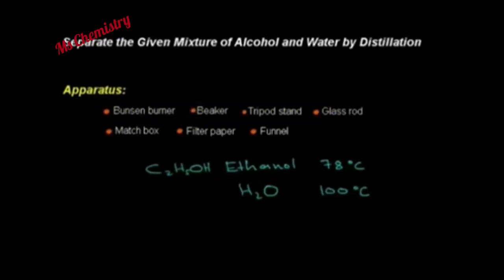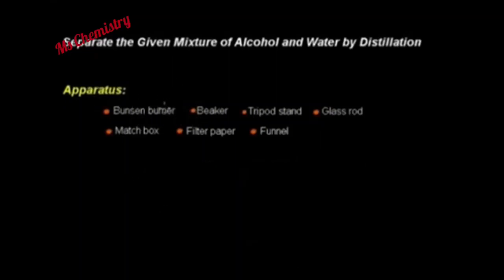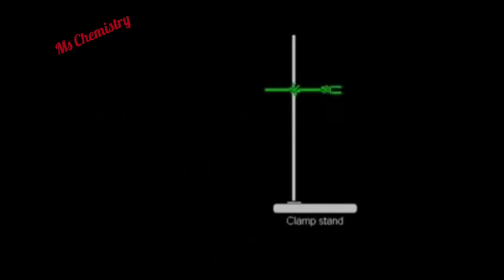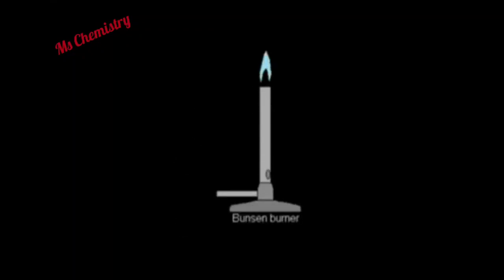Apparatus required for this experiment are Bunsen burner, a beaker, tripod stand, glass rod, matchbox, filter paper, and a funnel. I'm going to show you in the pictures as well. This is a clamp stand. Have a look at the picture and also note down the names of the apparatus. This is called a tripod stand having three legs. This is a funnel which is made up of glass. This is a Bunsen burner. Instead of Bunsen burner, we can use a spirit lamp.